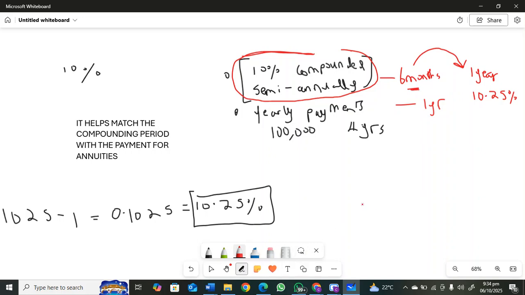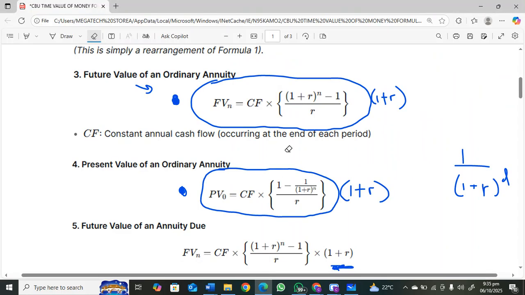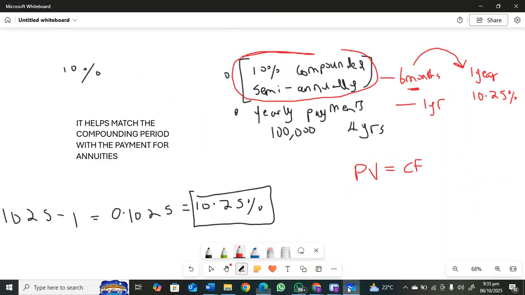Okay, and remember the formula for the present value of an annuity: PV equals CF times (one minus one over (one plus R) to the power N) over R. So take note of this.